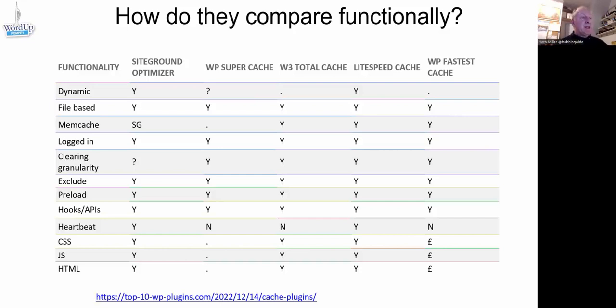There's a thing called mem caching, which is where the requests for data get stored in memory, and SiteGround has an interface in their plugin which works only if you happen to work on SiteGround. And other plugins have multiple ways of implementing memcache. W3 Total Cache offers all sorts of different ways of doing it, and so on and so forth.